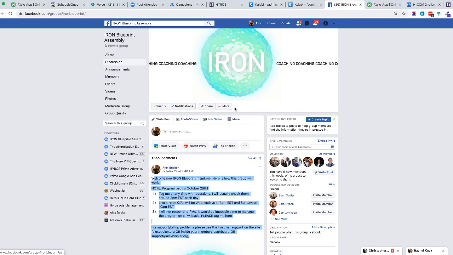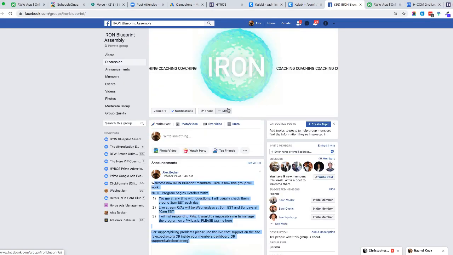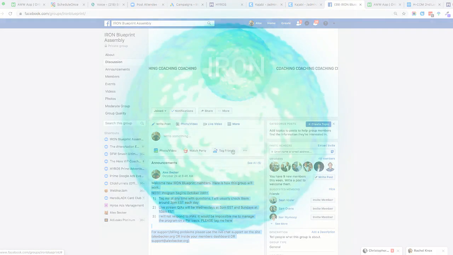So focus on this group. If you guys have any questions, tag me in the group. But just look at how we run the Iron Blueprint Assembly group. Look at how we run the HCOM group, if you guys want to go join over there, and just do the exact same thing. It's the biggest night and day difference in your product.